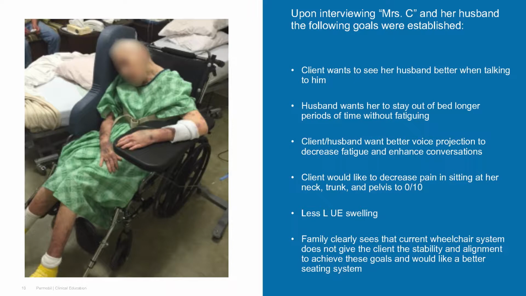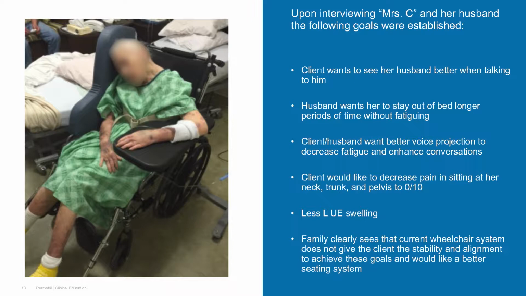Also, Mrs. C complained of 8 to 10 out of 10 pain while she was sitting up. She said this pain would come in her neck and her shoulder, at her trunk along her spinous process, and then on her pelvis, along her sacrum, and at her ITs. She wanted that pain to go back down to 0 out of 10. And then, due to the dependent position of her arm, she had edema in that left hand because she had a massive stroke and couldn't move that arm. Her exact words were that she felt ugly to passersby, and she wanted less swelling in that left upper extremity.